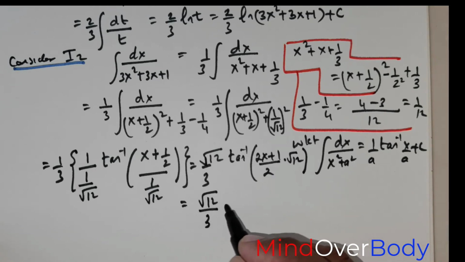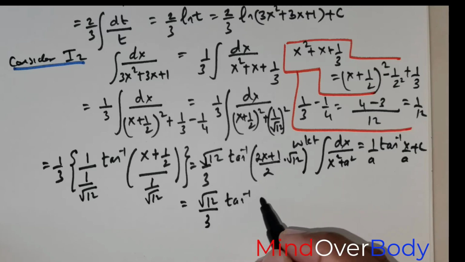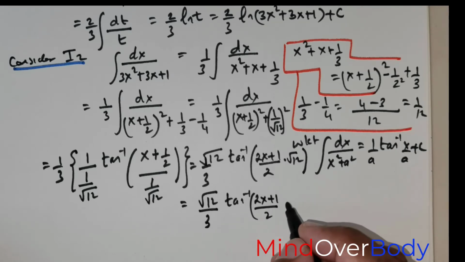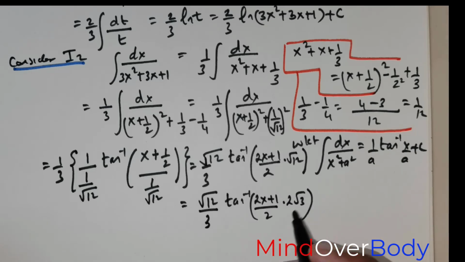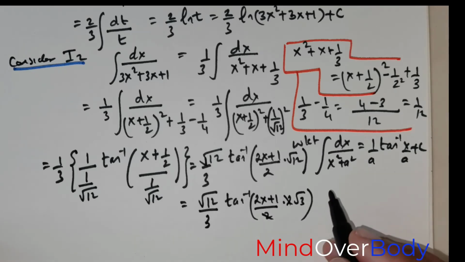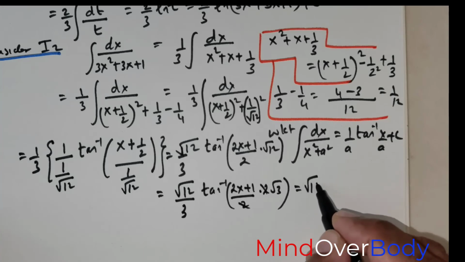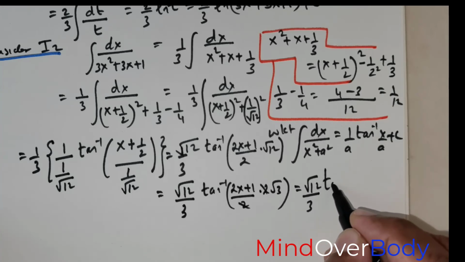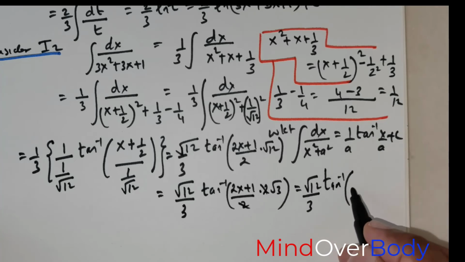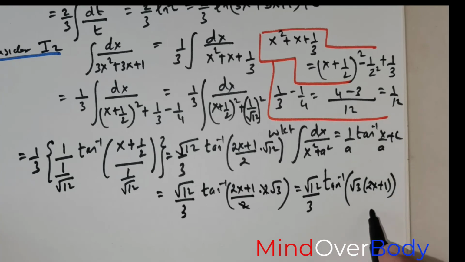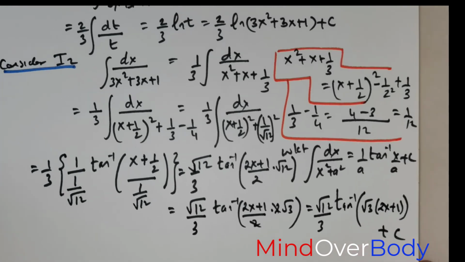So root of 12 times 3 tan inverse of 2x plus 1 divided by 2. Now this root 12 is actually 2 times root 3, and a 2 and a 2 can be cancelled. If I cancel the 2 and 2, this is going to give me root of 12 over 3 tan inverse of root 3 times 2x plus 1, plus the arbitrary constant c. So this is what we have got.